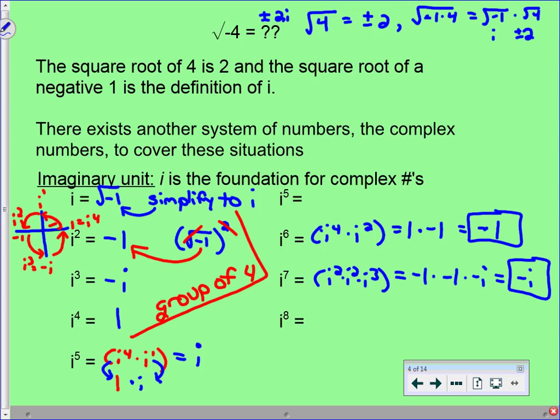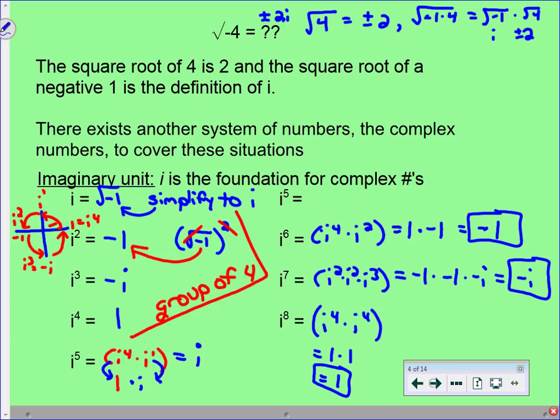And last but not least, this i to the eighth power, this is where, if you're using your pattern, it's hopefully going to really help out, because really it's no different than saying you have an i to the fourth power times an i to the fourth power. 4 plus 4 equals your 8. You end up with a 1 times a 1, or this whole thing is just equal to a 1.